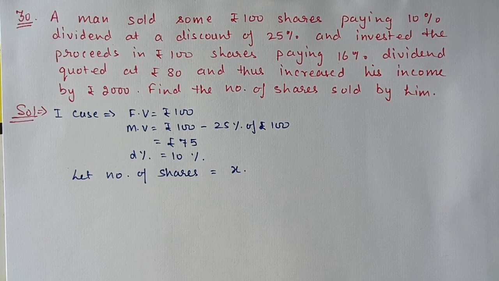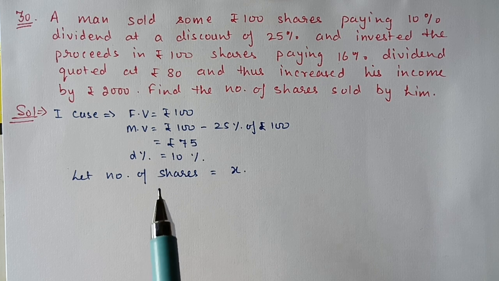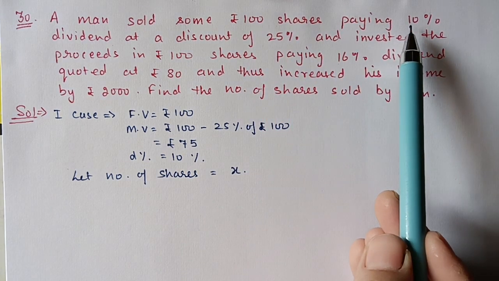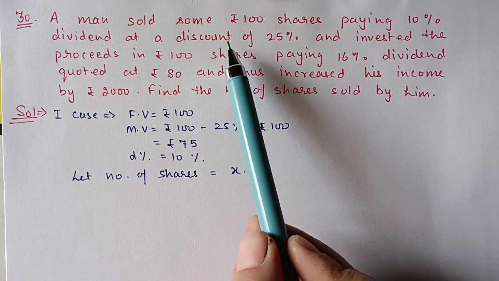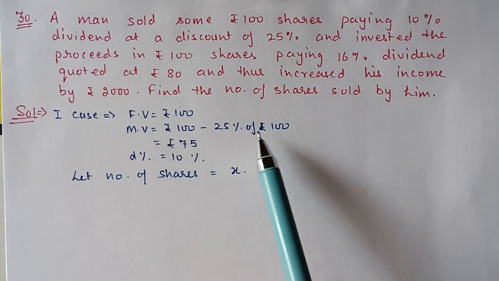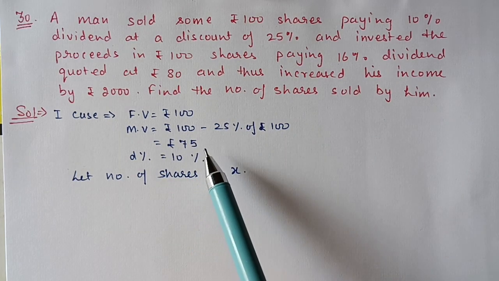Next, question number 30. A man sold some 100 rupees shares paying 10% dividend at a discount of 25%, and invested the proceeds in 100 rupees shares paying 16% dividend, quoted at 80 rupees, and increased his income by 2000 rupees. Find the number of shares sold by him. So here we will take the first case, when 100 rupees is the face value, dividend is 10%, and the market value of the share, because this is at a discount of 25%, will be 100 minus 25% of 100, which means 75 rupees.